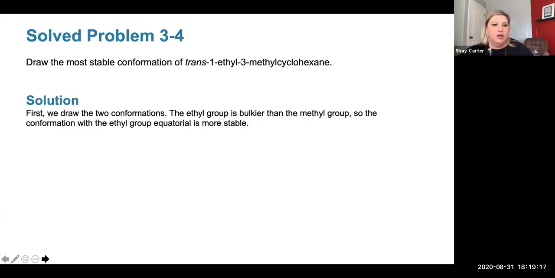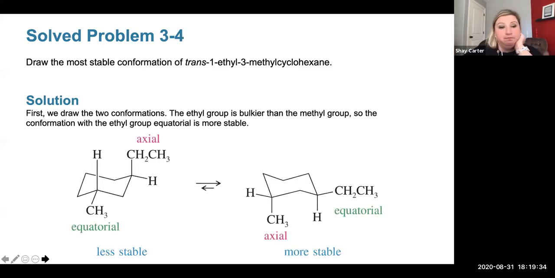So we draw the 2 conformations. The ethyl group is bulkier than the methyl group, so the conformation with the ethyl group equatorial is more stable. So the bigger the group, if you can't put them both equatorial, you always want to put the bigger group equatorial. Okay, so here we have our methyl group axial and our ethyl group equatorial.